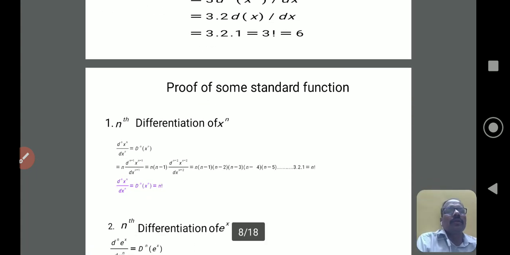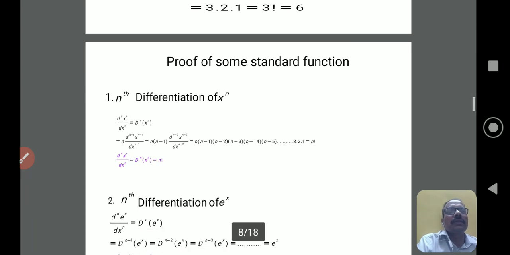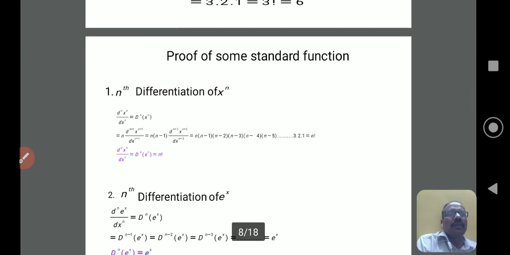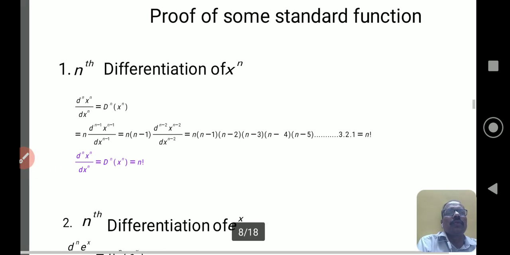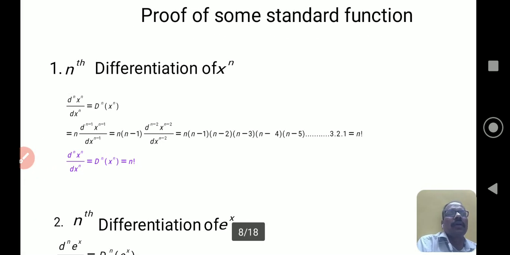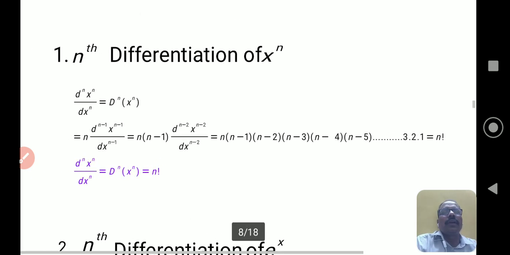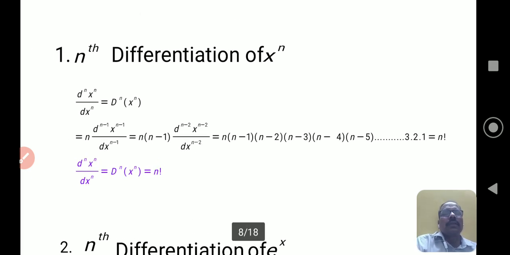Now we are going to learn some standard functions of nth differentiation. First I would like to take a very simple function, x to the power of n. How do we find the solution for the nth derivative? We can represent it with different notations, which we already discussed in the previous slide. Now I am writing it in the form of a notation here, d power n of x to the power of n by dx to the power of n, otherwise you can write it as d power n of x to the power of n.